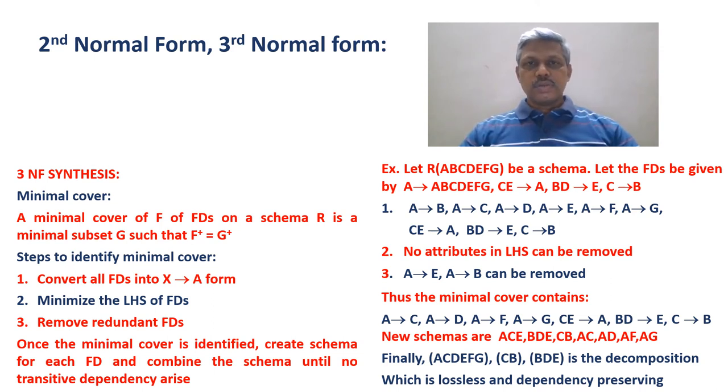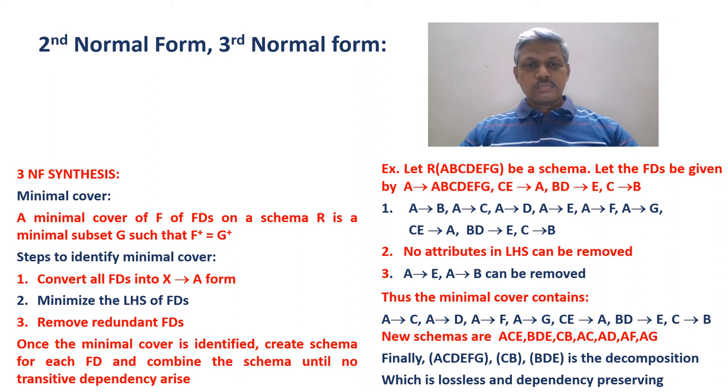Now we see an example here. Let us start with the schema R with attributes A, B, C, D, E, G, and let the given set of functional dependencies consist of A then A, B, C, D, E. Of course, A is a key. And C, E then A, B, D then E, and C then B are the functional dependencies. Now, to identify the minimal cover, in the first step, we convert all the functional dependencies into the standard form so that the right hand side is a single attribute.